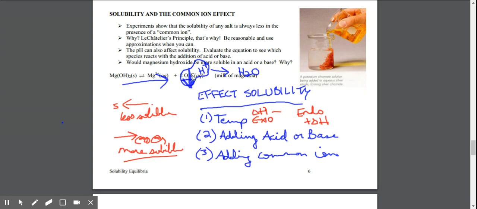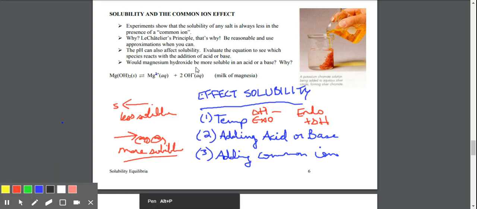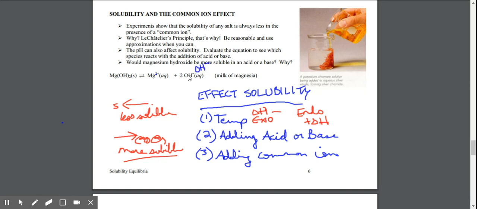Now, if I had some H pluses here and I added an acid, that would be a different story. And that is the same situation as if I added a base to this. So let's talk about that. Let's say I added a base to this reaction. When I add a base, what I'm adding is OH minuses. So you see I'm adding the same stuff over here. What that means is that I'm going to increase this concentration. And if I increase the concentration of this product here, my reaction is going to shift to my reactant side, making the solution less soluble.